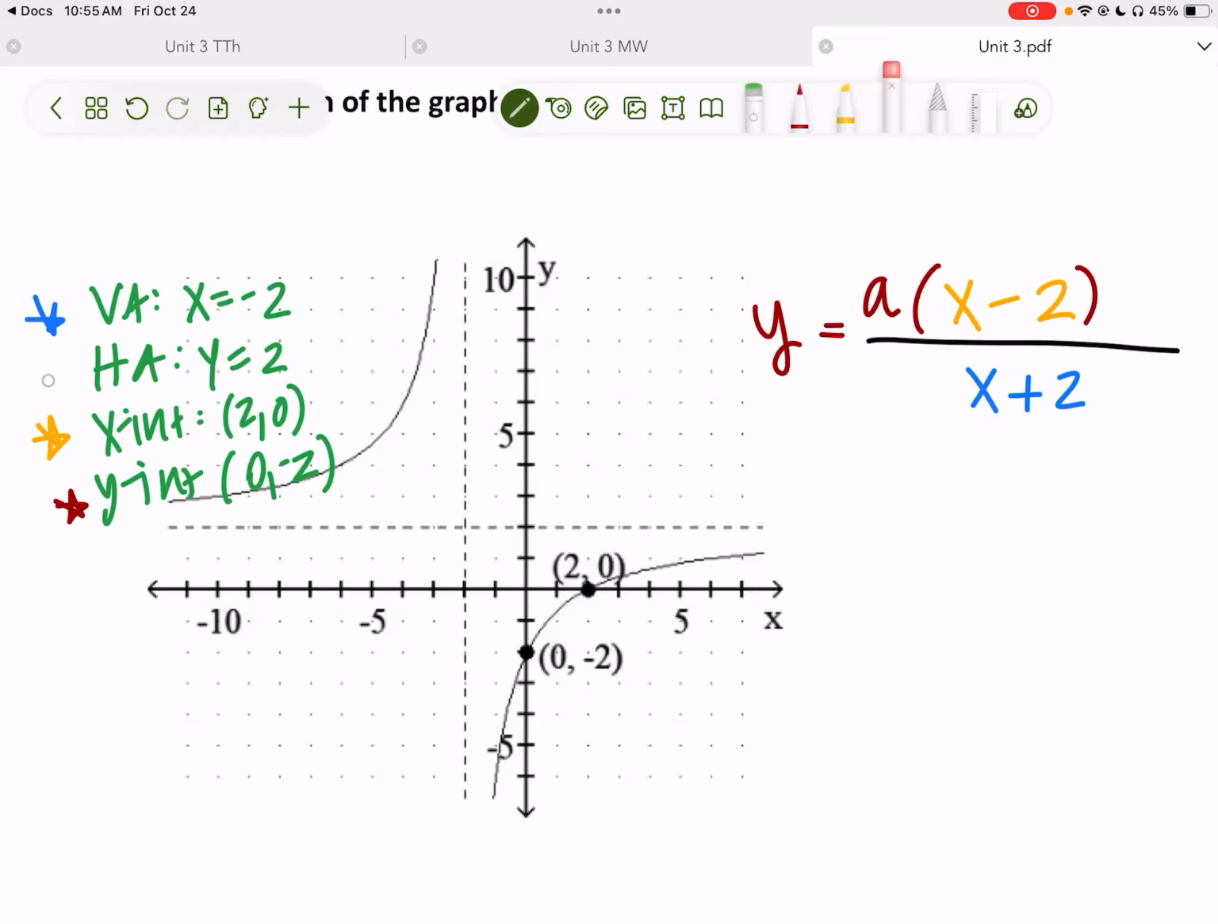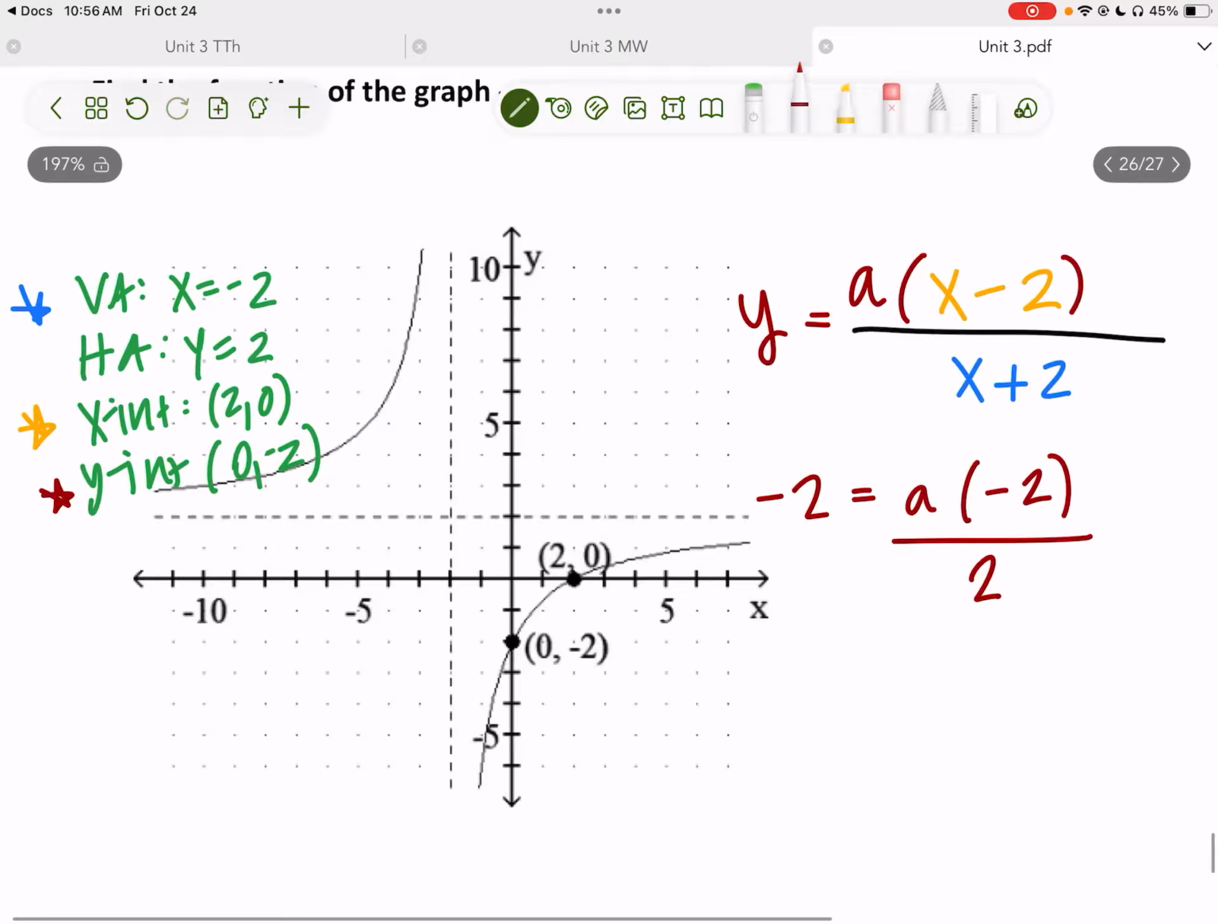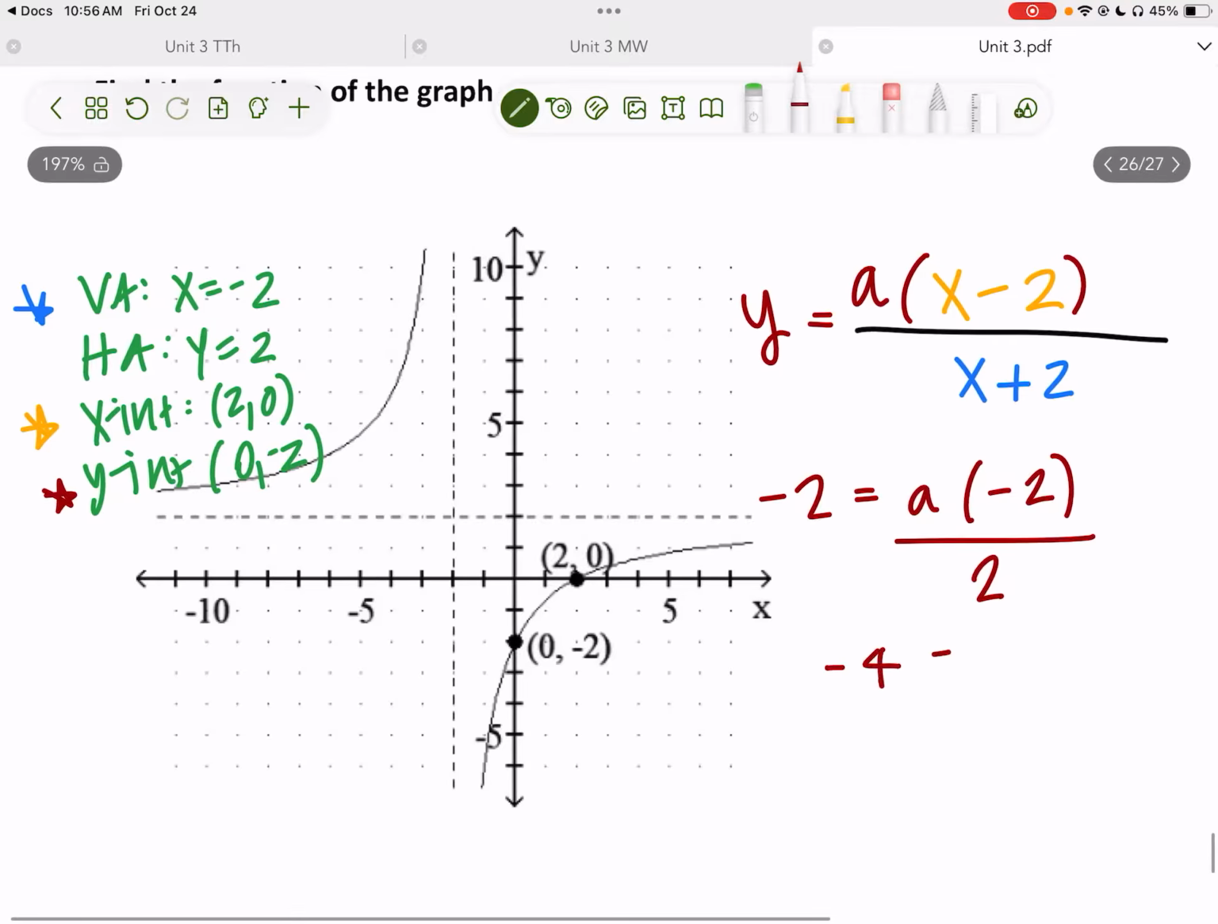So actually, I'll erase this and do this part in red. So -2 equals a, right? X is 0, so it goes away. And now we do the math. So we have -4 equals -2a, or a equals 2.